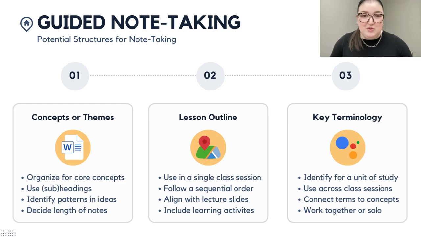Another approach is to use a lesson outline. This works well when you want to have notes for a single class session. Typically, a lesson outline for guided notes will follow a sequential order, and it's important that they align with the lecture slides so that everything that's gone over in the slides, students have an opportunity to take notes on in their own note-taking document. It's great here as well to include learning activities rather than just lecture material. This encourages students to see that there's value in note taking around the discussions they engage in, the activities they do, and any other aspects of a class session.